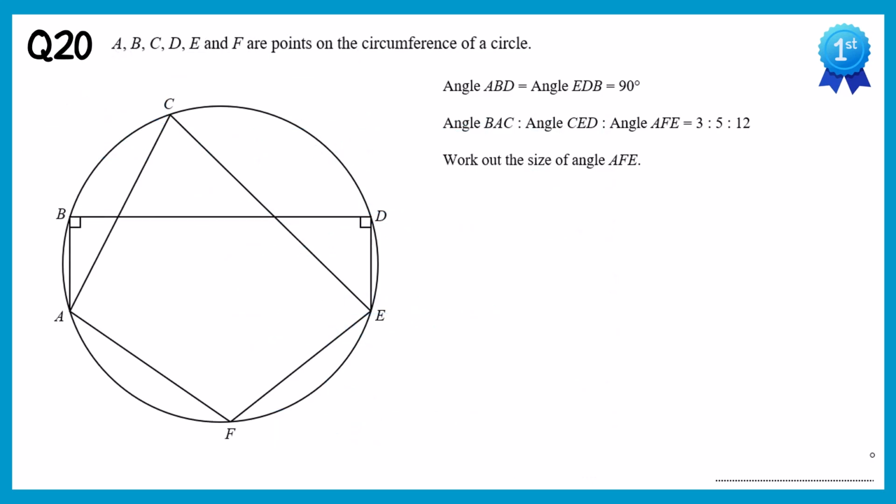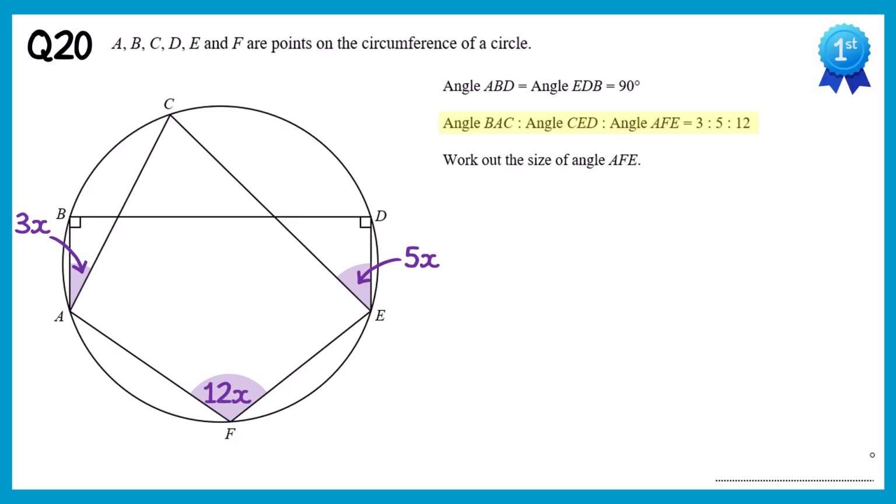In this question, we're told the ratio of these three angles, which is 3 to 5 to 12. The angles given in the ratio are these ones here. Since the ratio is 3 to 5 to 12, we could call the smallest one 3x, the next one 5x, and the next one 12x.